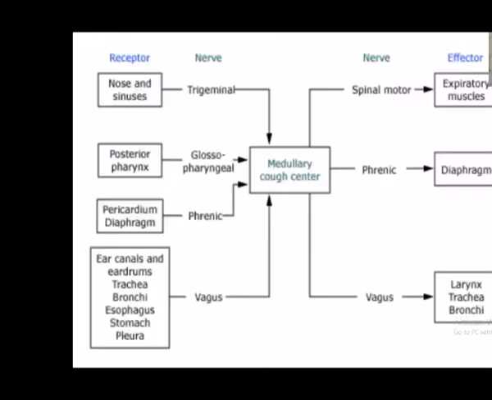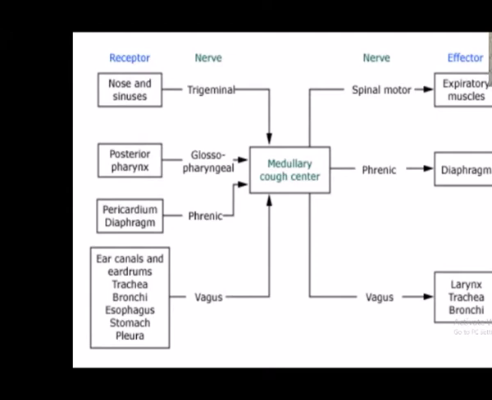Now, as you know, that cough can be generated from a number of receptors which are present in the nose, sinuses, posterior pharynx, pericardium, diaphragm, ear canal, esophagus, stomach, and pleura. So it is very difficult to pinpoint from where the cough is being initiated. The stimulus is carried by the trigeminal, glossopharyngeal, phrenic, and vagus nerves to the medullary center where there is a cough center.